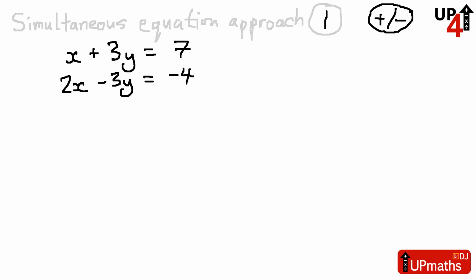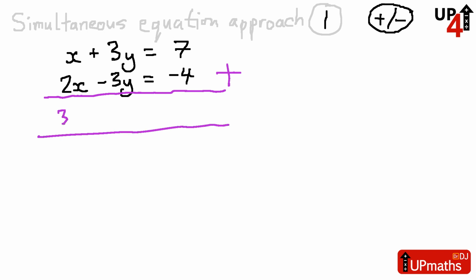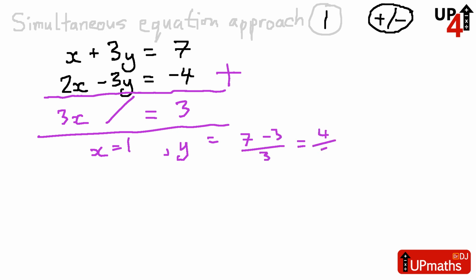I like to teach 4 key approaches to doing simultaneous equations, and here they are. The first approach is the plus or minus approach. So you have 2 equations, and in this case I would add them together, just like a big sum. So that's 3x plus 3y minus 3y, there's nothing left, equals 7 minus 4 makes 3, so that means that x equals 1, and then we can deduce that y equals 7 minus 3 divided by 3 equals 4/3. There we go.